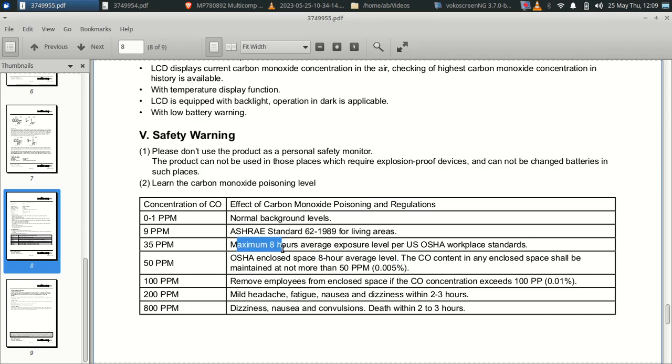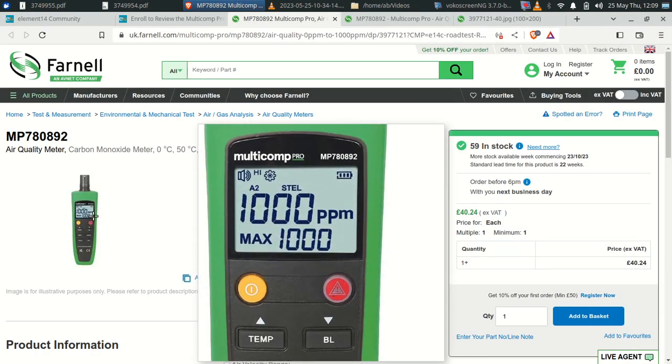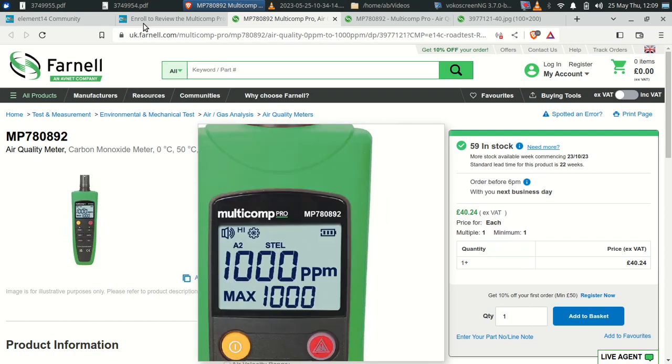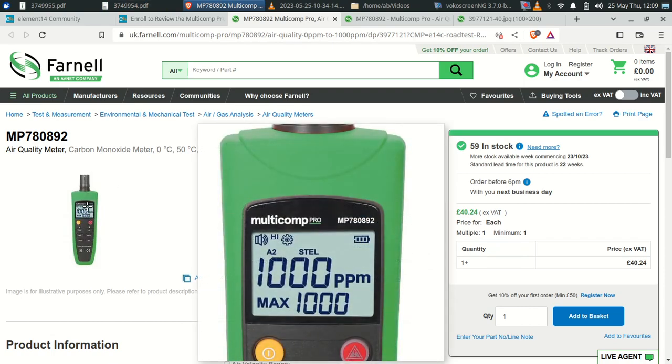But here it's clearly mentioned that if it crosses 200 ppm, within 2 to 3 hours we get a mild headache, fatigue, nausea or dizziness. And at 800 ppm, it causes dizziness, nausea, convulsions, and death within 2 to 3 hours. So the meter range is 1000. It's quite obvious that even 800 ppm is basically an alarm of death only. So more than 1000 would not be an option to measure.